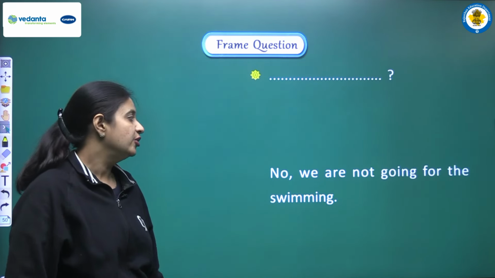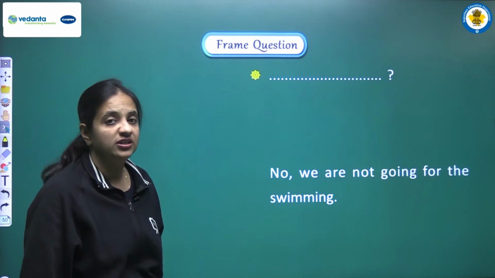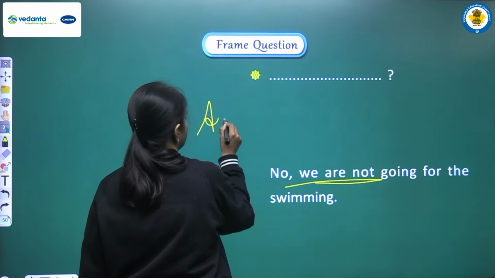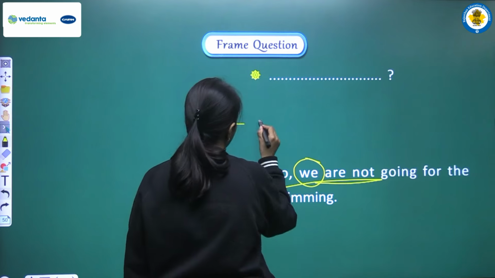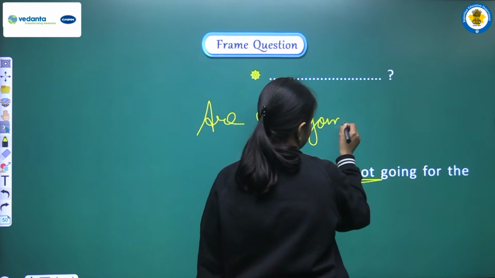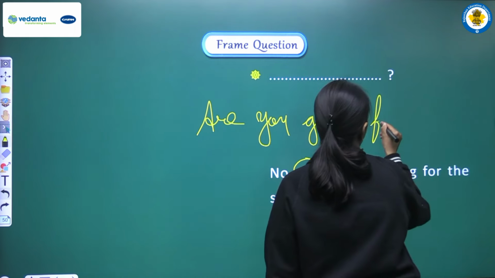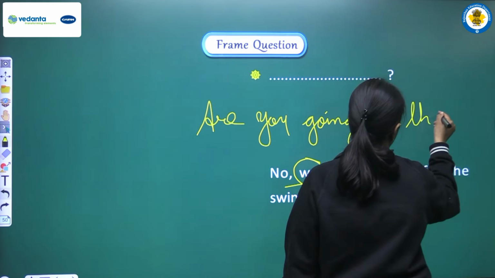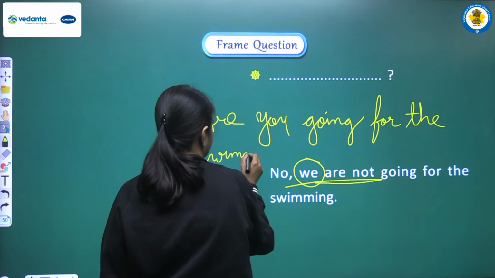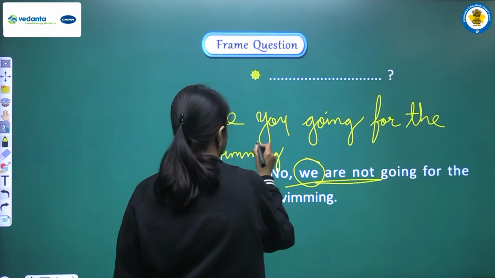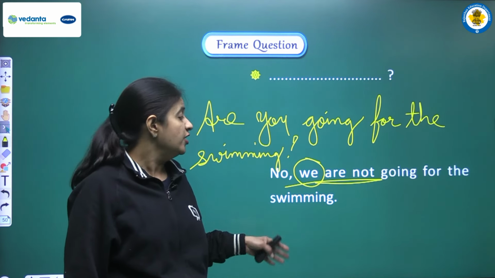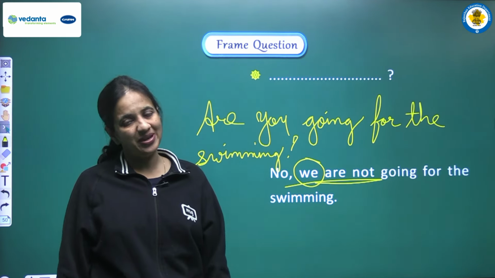Next we have no, we are not going for the swimming. So we have are not. We have to use are. We will be replaced with you. Are you going for the swimming? So this is the question. Are you going for the swimming? Answer will be no, we are not going for the swimming.